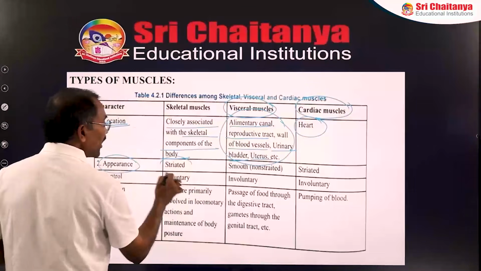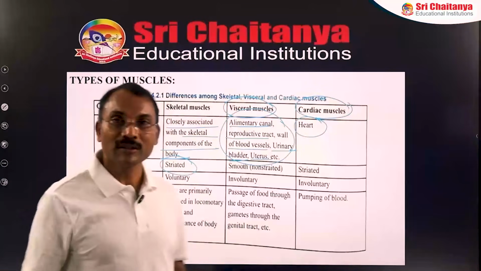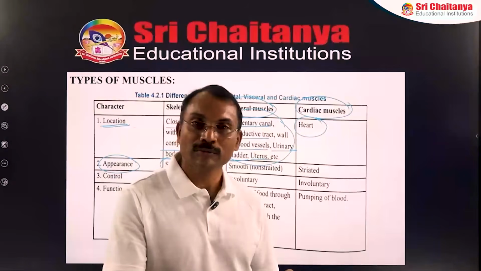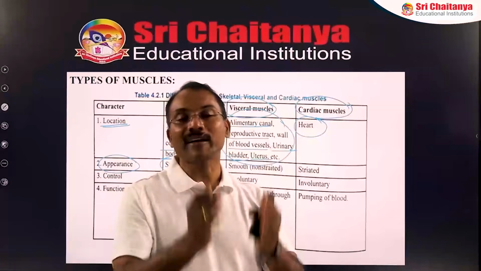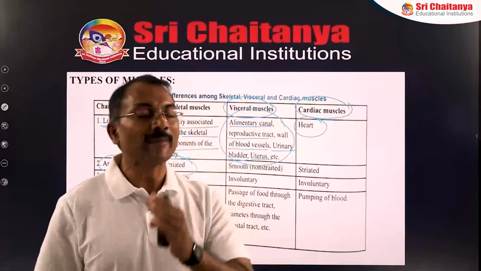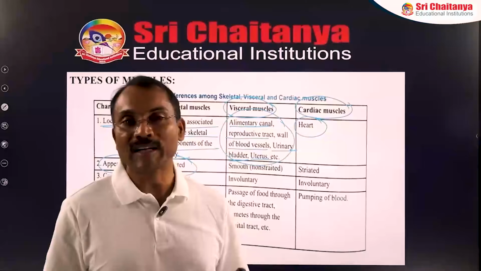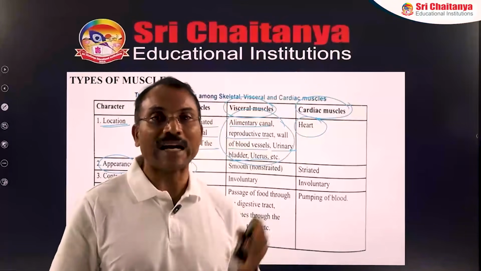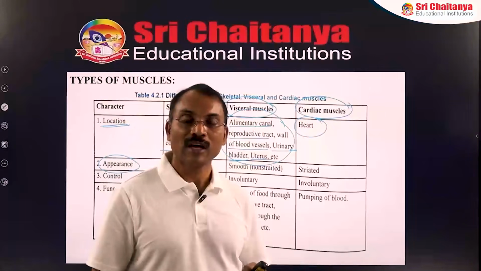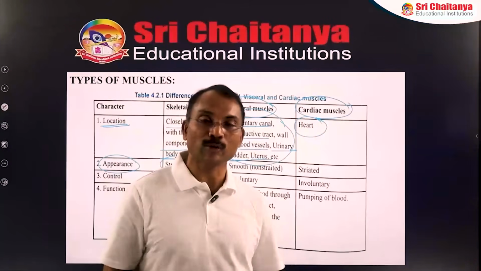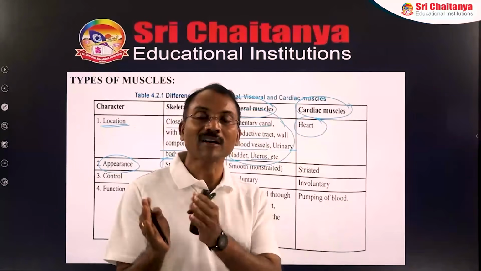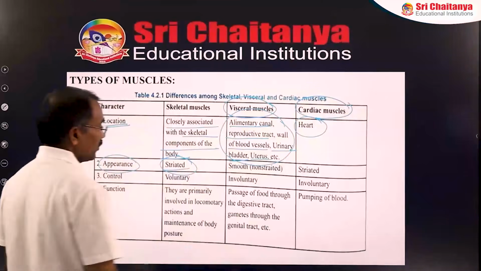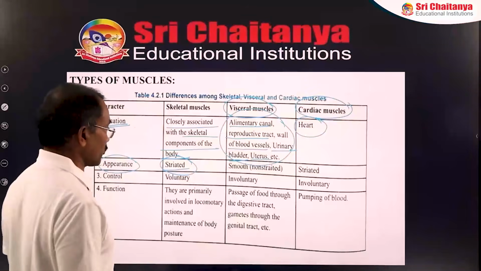Skeletal muscles are striated muscles because they show striations, alternate dark and light bands, due to regular arrangement of myofilaments called myosin filaments and actin filaments. Myosin filaments are called thick filaments, and actin filaments are called thin filaments. As they show regular arrangement, they form alternate dark and light bands which form striations. So they are called striated muscles.